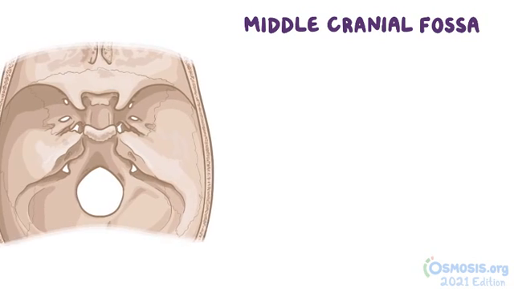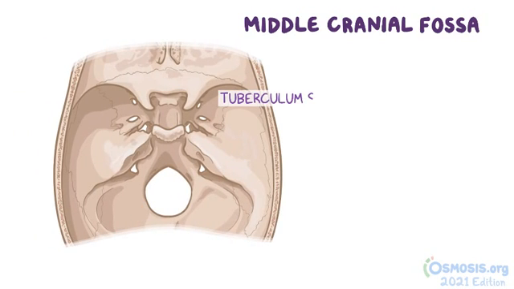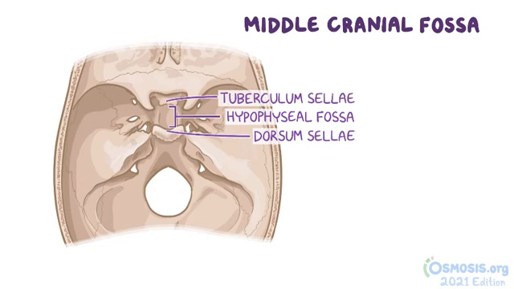In the midline, from front to back, there's the tuberculum sellae, the hypophyseal fossa, where the pituitary gland, or the hypophysis, sits, and dorsum sellae, all coming together to collectively form the sella turcica, which looks like a horse's saddle.